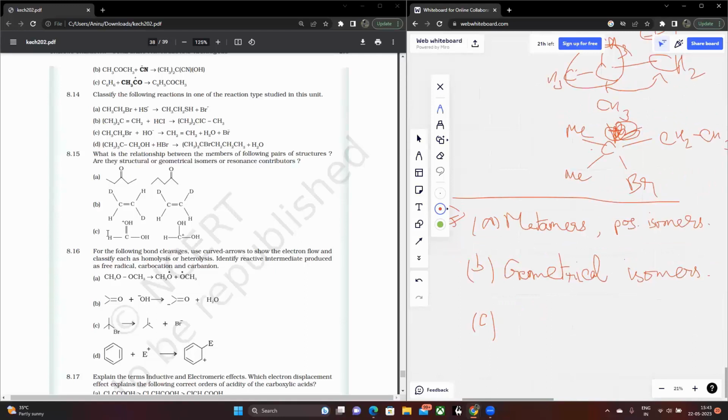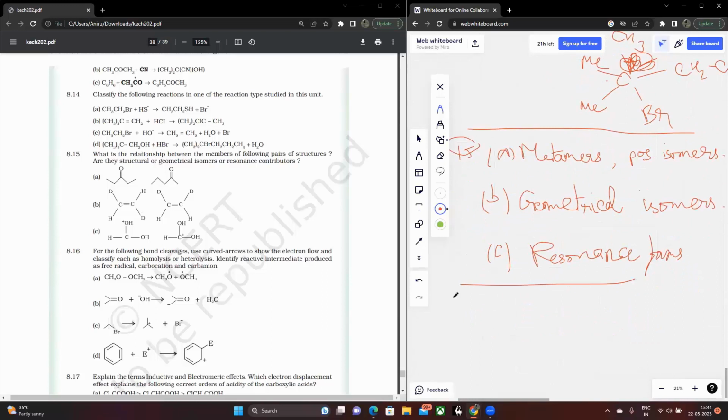And finally, you have this form and this form, right? First of all, know that no atom is changing in position. The only change that happens is a shift in the electrons. This pair goes here and the positive charge comes over here, right? So they are resonance structures. They are resonance forms. They are resonance contributors. So A, B, C is identified in a step.